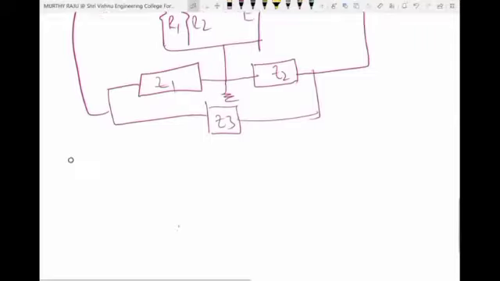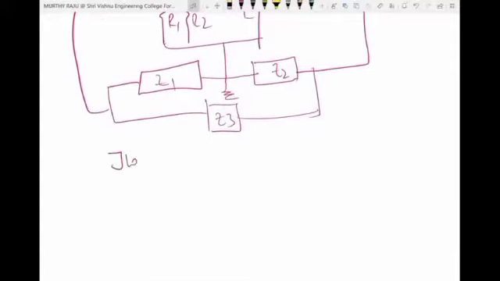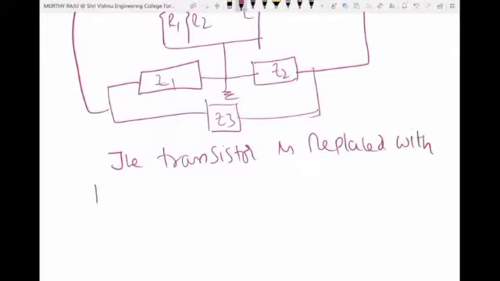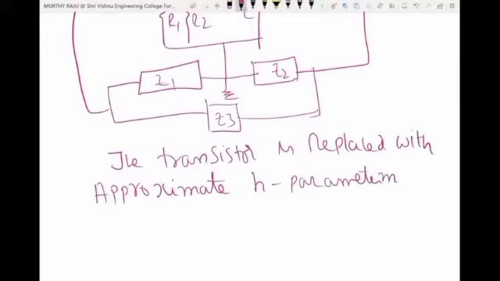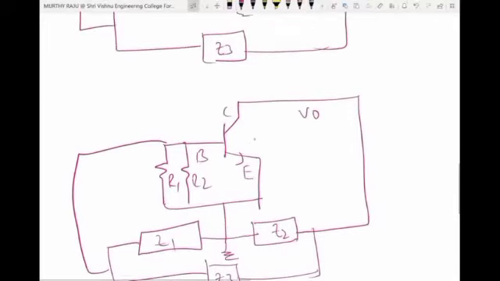Now, in the third step, the transistor is replaced with approximated h-parameter model. Very, very important. This transistor is in CE configuration. Base terminal is the input terminal. Collector terminal is the output terminal. Emitter terminal is the ground terminal.